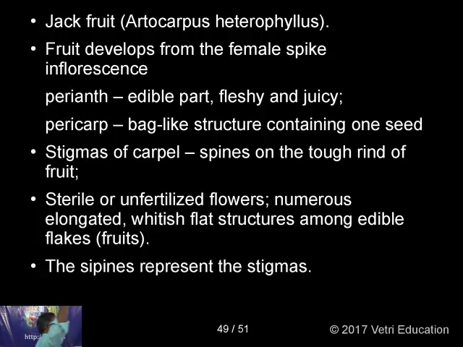Next we have jackfruit. It develops from a female spike inflorescence. The perianth is the edible part, a bag-like structure containing one seed, and then the stigmas of the carpel and the spines are developed. So each spine is a stigma. Depending upon the number of spines, the number of flowers inside the fruit is determined. And in between the flakes we have sterile flowers. They develop into whitish or yellowish flakes in between, paper-like or ribbon-like structures.